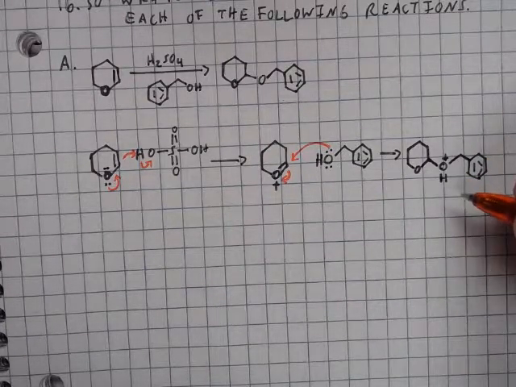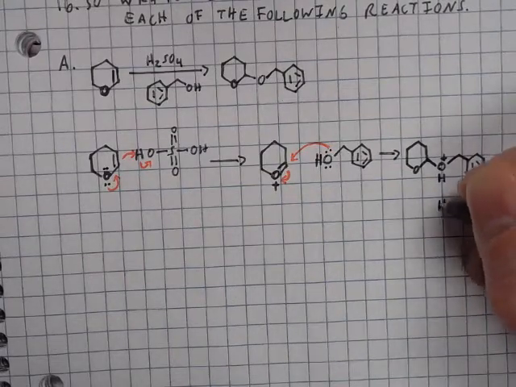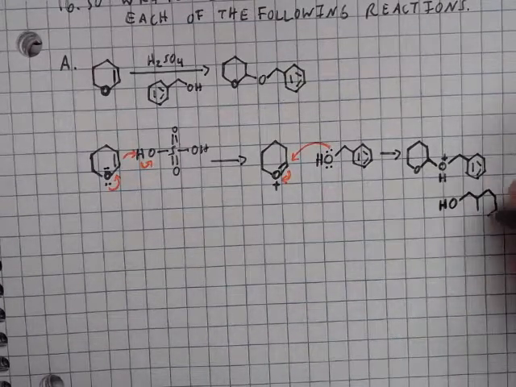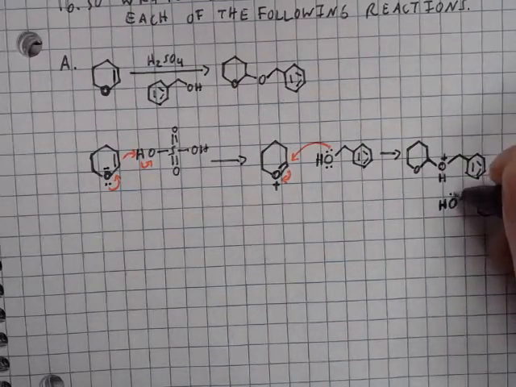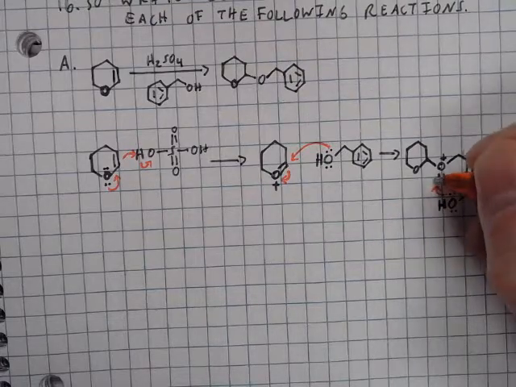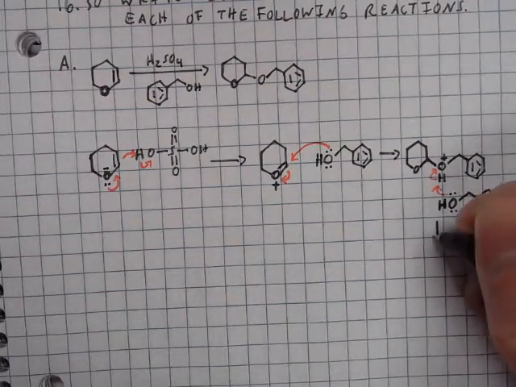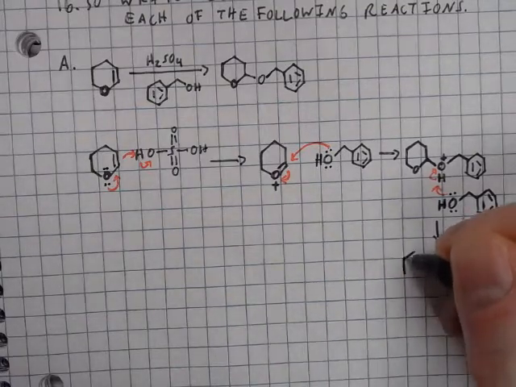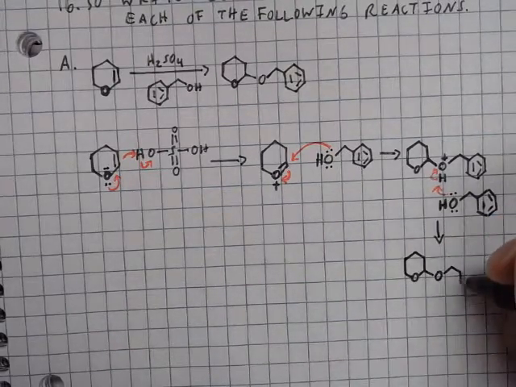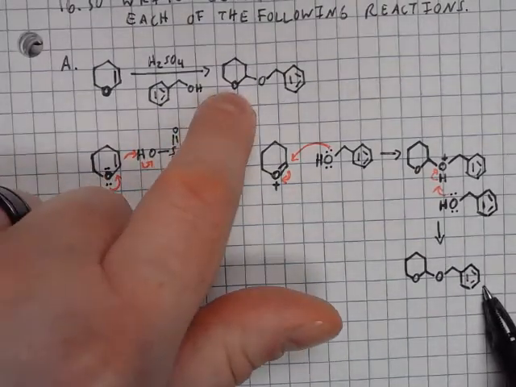Then we need to deprotonate, and we can do that using another molecule of our benzyl alcohol. So once we deprotonate, then we arrive at our target.